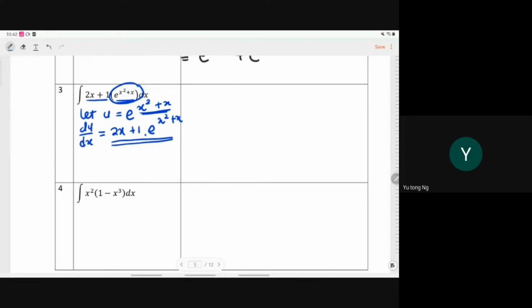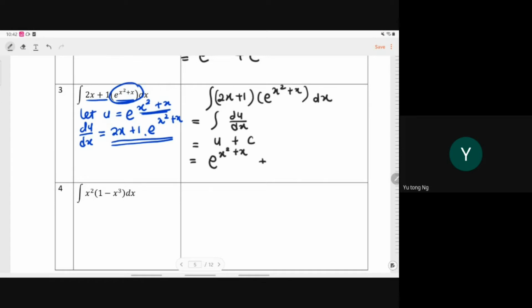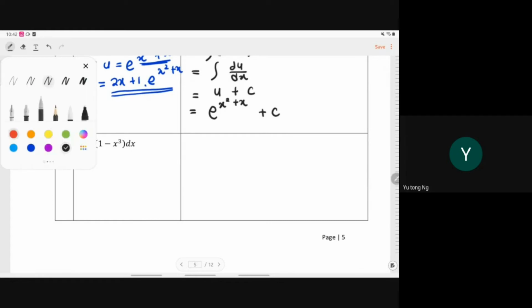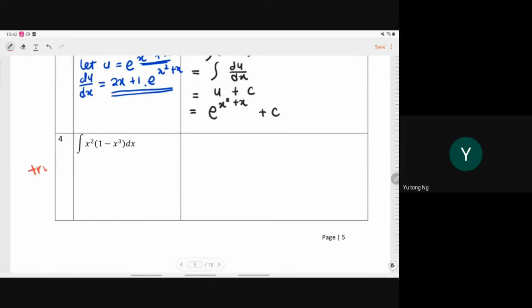So actually, you are integrating 2x plus 1, then x squared plus x dx, equivalent to integrating your du over dx. So integrating du over dx, you will just get your original equation u plus c, which is x squared plus x plus c. Okay, so let's give this question number 4 for you to try.